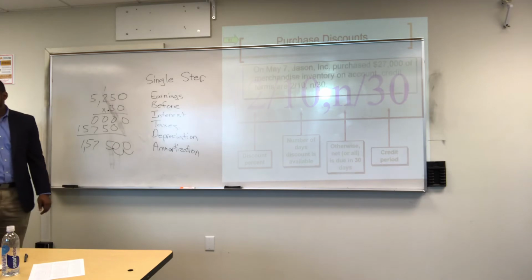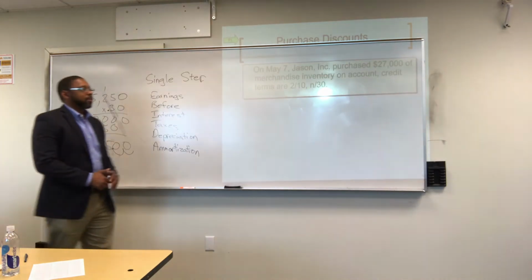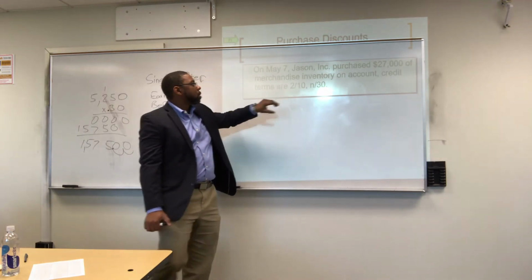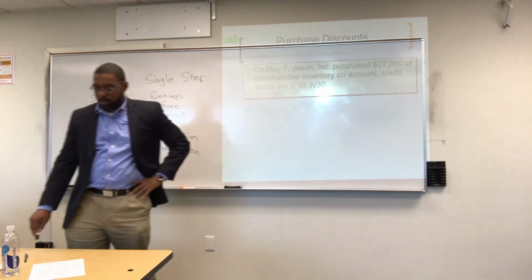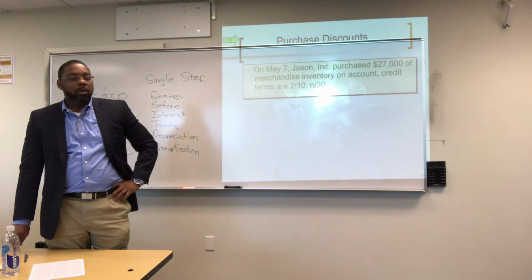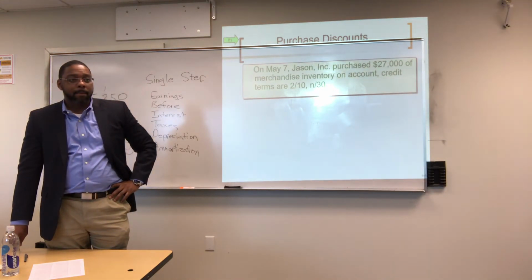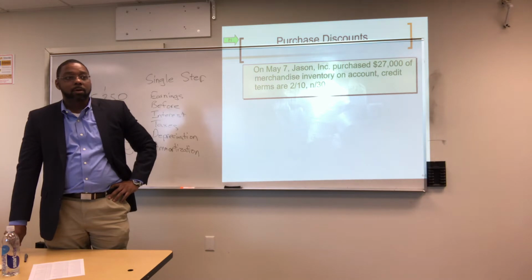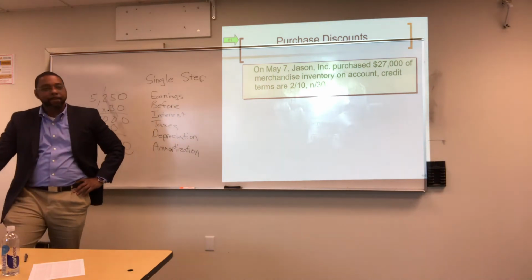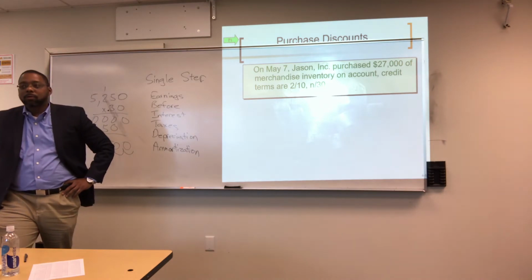All right, so let's do a transaction. Jason Inc. purchased $27,000 of merchandise inventory on account credit, 2 of 10, net 30. Cash or credit? Credit. Credit is what type of account? It is a liability. What are we going to call that liability? Yeah, accounts payable. That'll work. Then we increase or decrease the credit in the company? Increase. How do we reflect an increase in a liability? Credit. Fantastic.